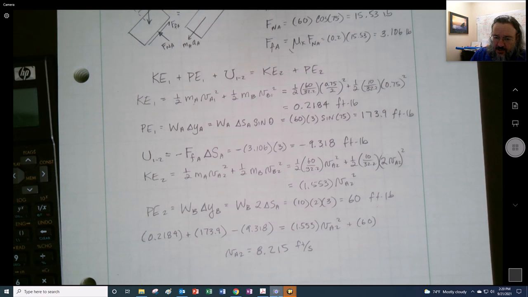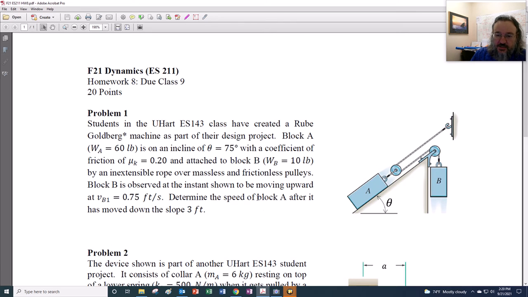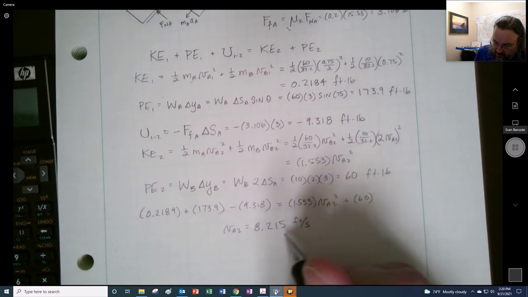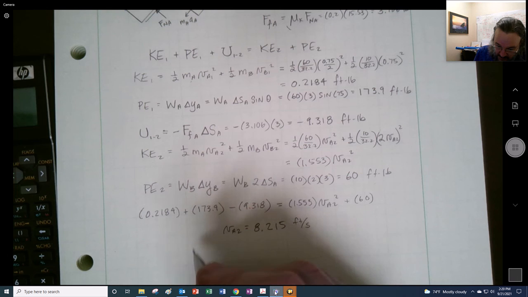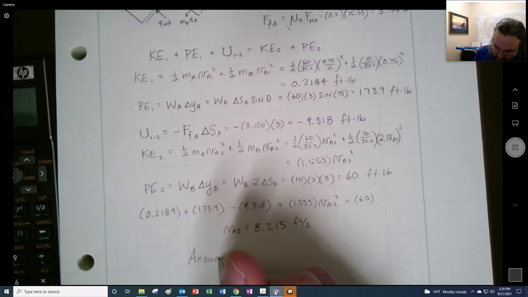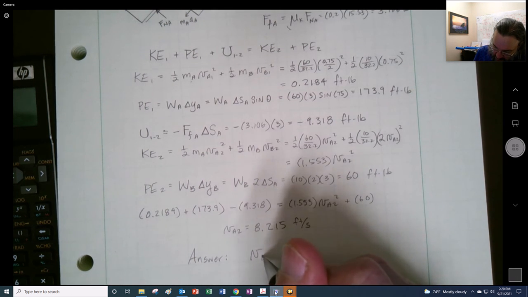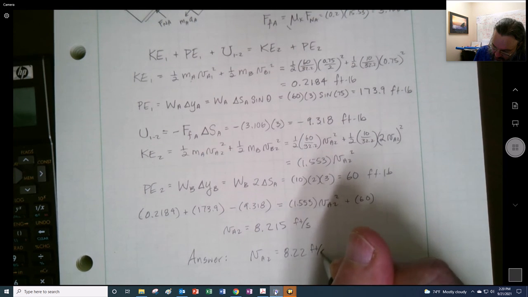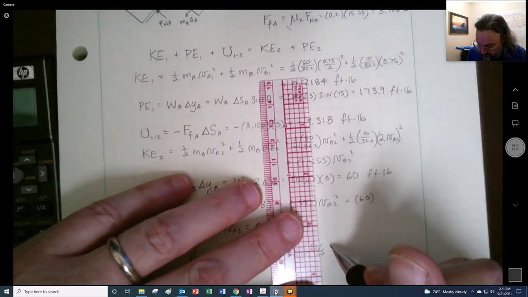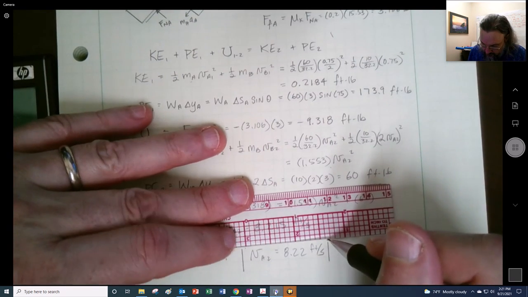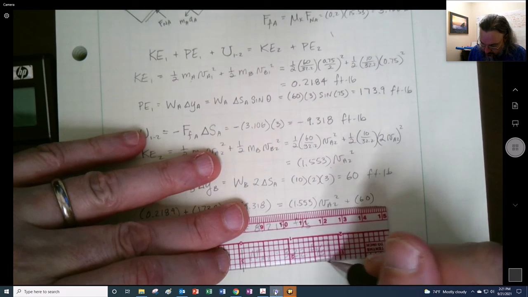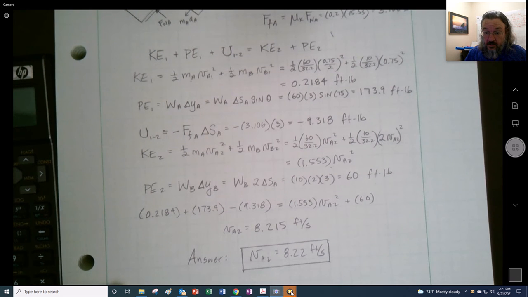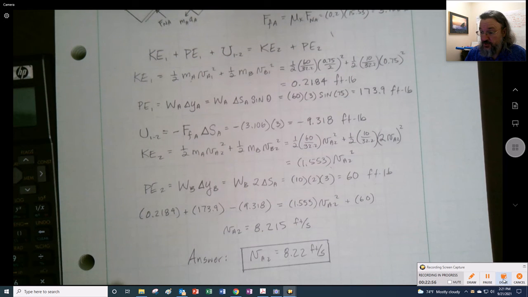And so that's the answer. Did it ask me for the velocity, or did it ask me for the speed? Determine the speed. Okay, so they only asked for the speed, so we don't have to make it into a vector. So the answer is V_A2 is equal to 8.22 feet per second. And we're done. 22 minutes later.